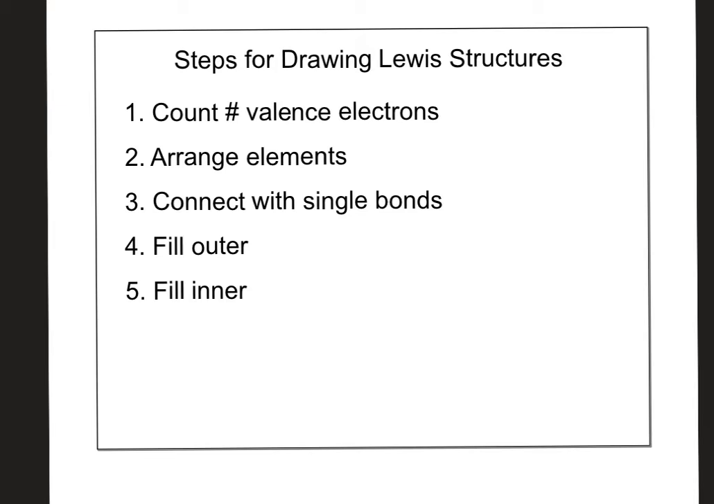Okay, next we're going to draw Lewis structures, and these Lewis structures are going to have chemical bonds in them. So they're not single elements, and hopefully some of these will look familiar from what you've seen in maybe some other science classes. But here are the steps, so make sure you write these down. Step 1, we need to count up the number of valence electrons using our periodic table. We're going to arrange the elements. We're going to connect the elements with single bonds. And then we're going to fill the outer, and then we'll fill the inner, and I will explain what that means once we get there. So write down those 5 steps.